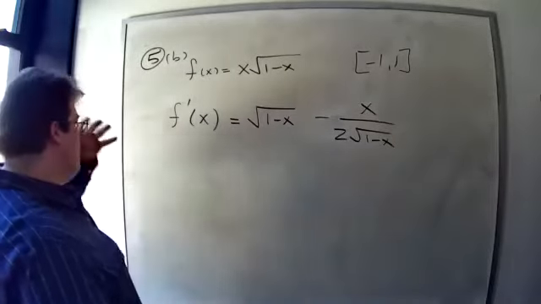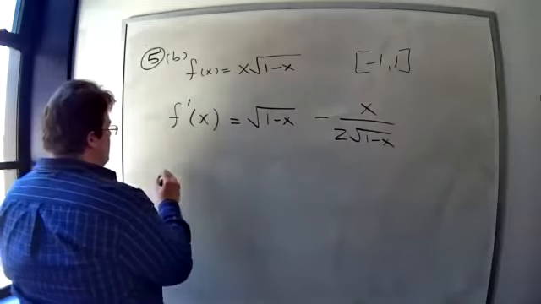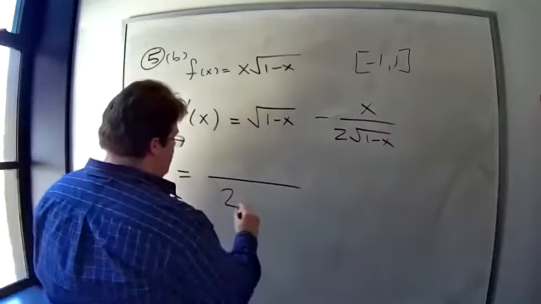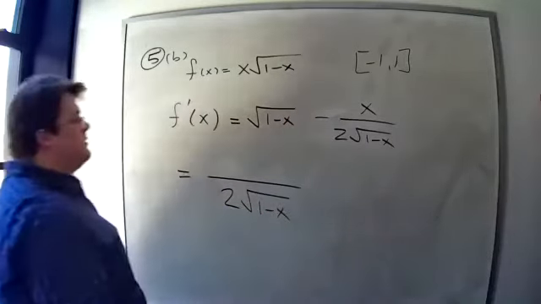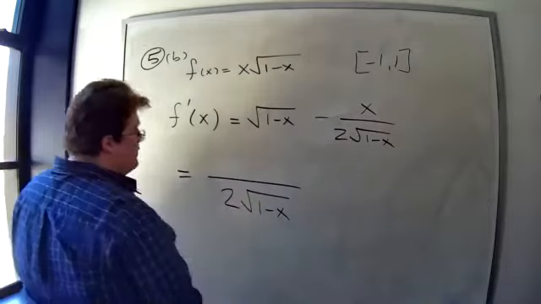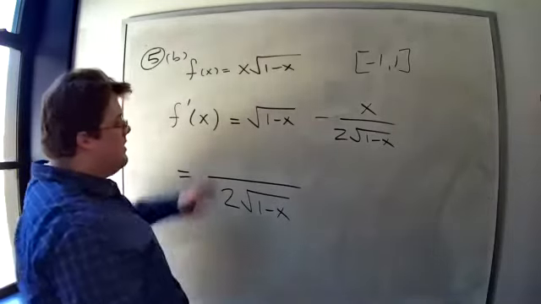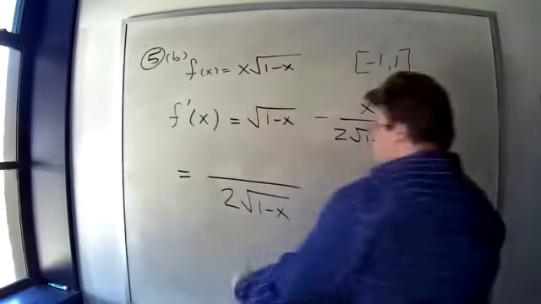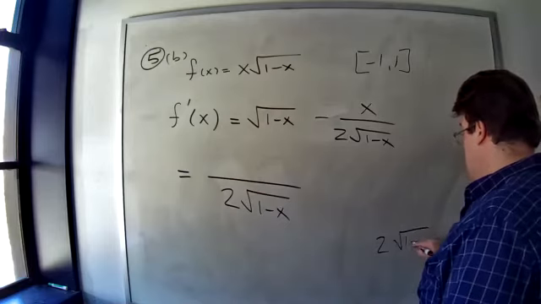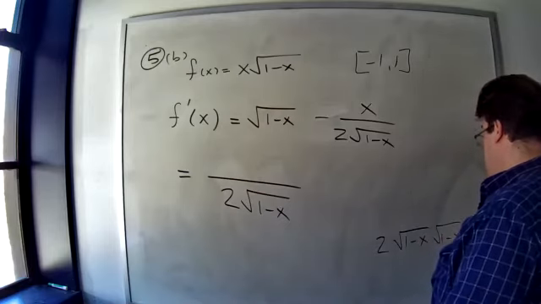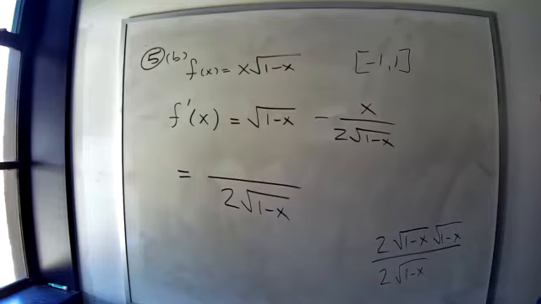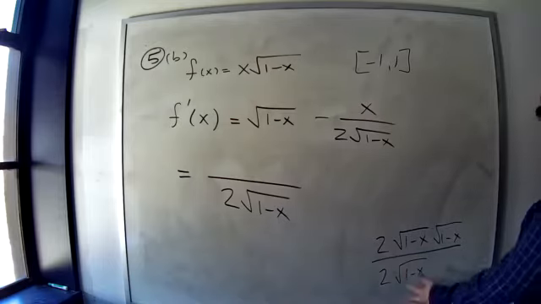We need where this is 0, where it's undefined. I find it most convenient to write this as just one fraction, because then we just have to set the top and bottom equal to 0. So the common denominator will be 2 √1 minus x. What will the numerator be? Well, to get this on the denominator over here, we need to multiply by 2 √1 minus x. So on this first piece, we need to multiply by 2 √1 minus x and divide by 2 √1 minus x.